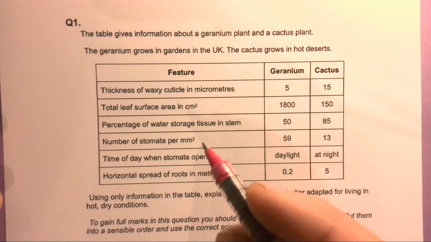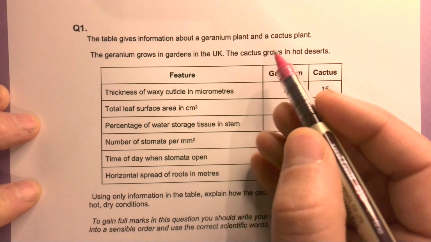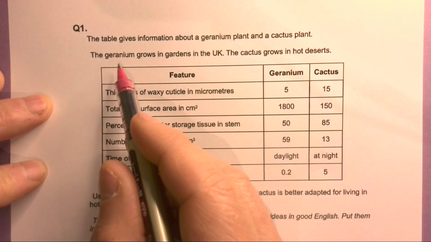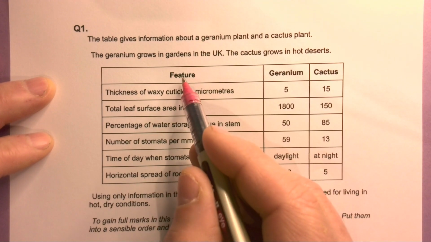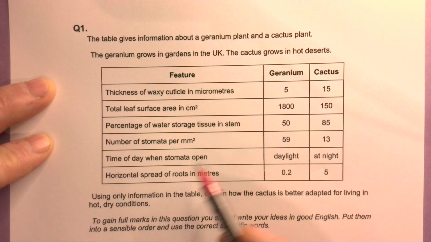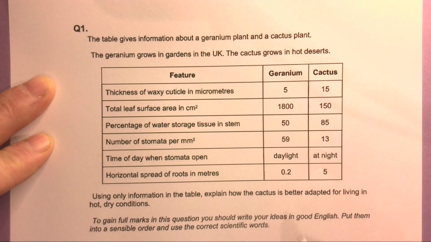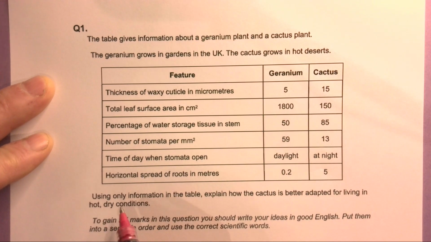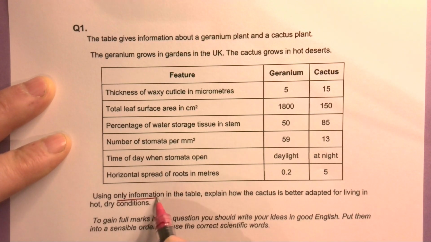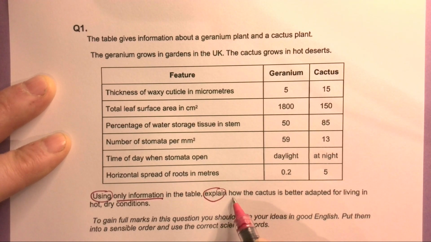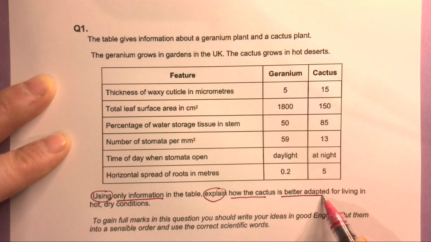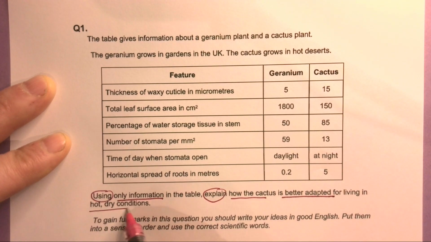The table gives information about a geranium plant and a cactus plant. The geranium grows in gardens in the UK, the cactus grows in hot deserts. And features here, so we've got a variety of features for the geranium and the cactus. Using only information in the table, explain how the cactus is better adapted for living in hot, dry conditions.